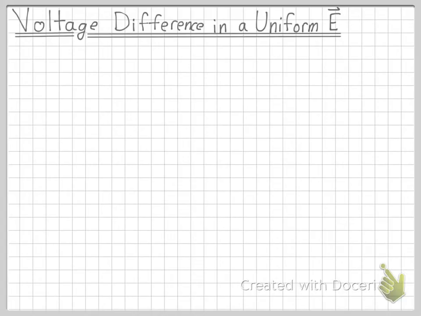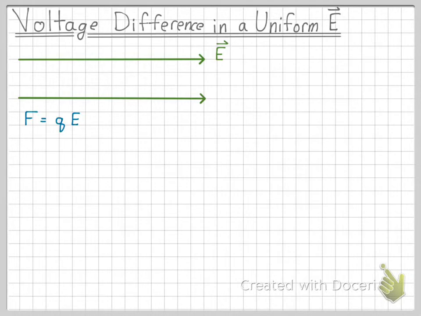This video covers the voltage difference in a uniform electric field. So this is what a uniform electric field looks like, and it means that everywhere the electric field is present, the strength is going to be the same, and the direction the electric field is going in is also the same. So we know that if we place a charge in an electric field, it will feel a force of this magnitude.